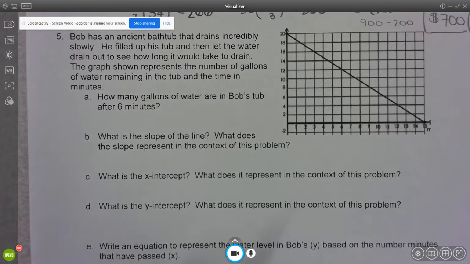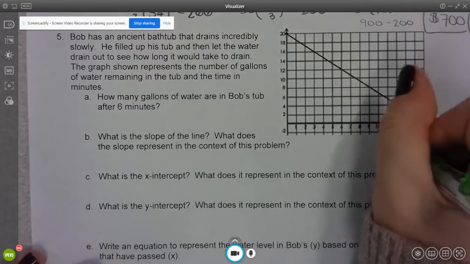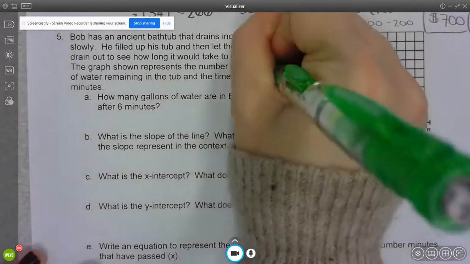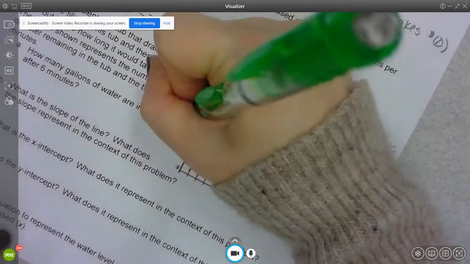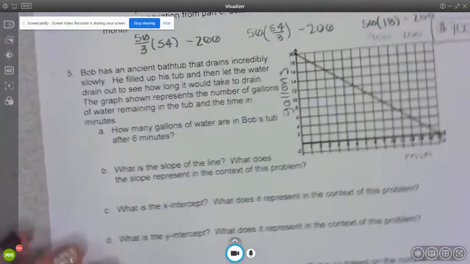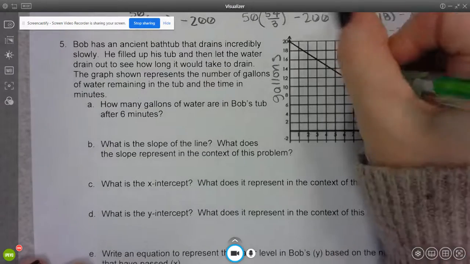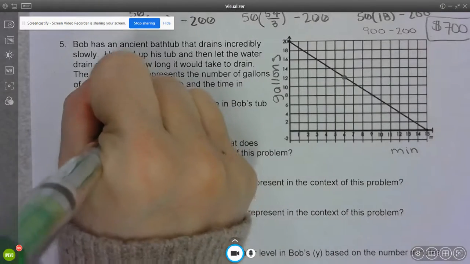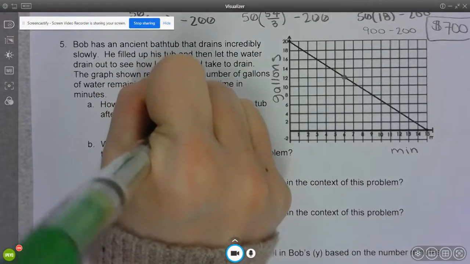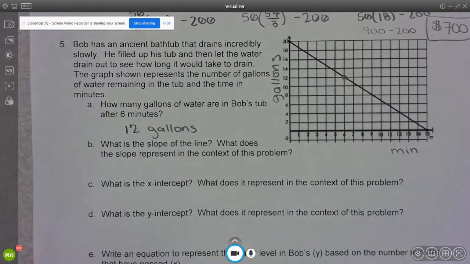All right, last but not least, Bob has a really old bathtub. It's draining incredibly slowly. He's filled up his tub and then is going to let the water drain out to see how long it's going to take to drain. The graph shows the gallons of water remaining after minutes. So I'm going to label my graph so that we remember that. How many gallons of water are in Bob's tub after 6 minutes? Well, 6 is here, so that would be this point. So that would be 12 gallons.